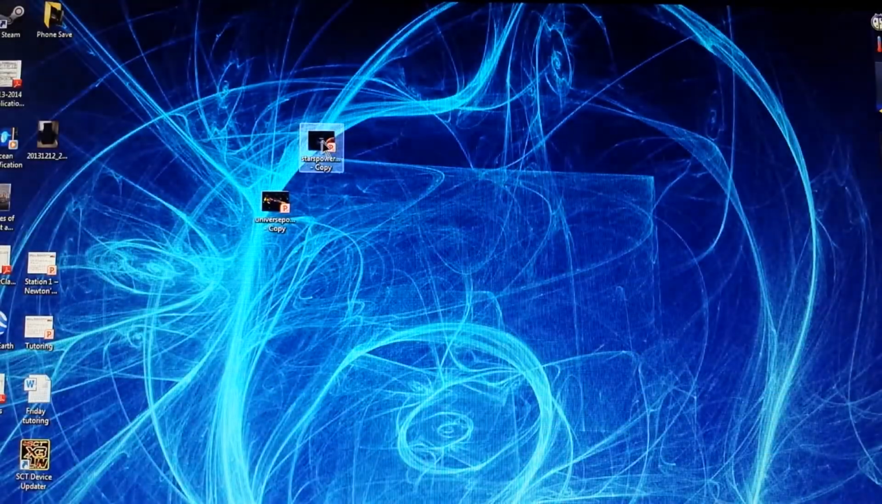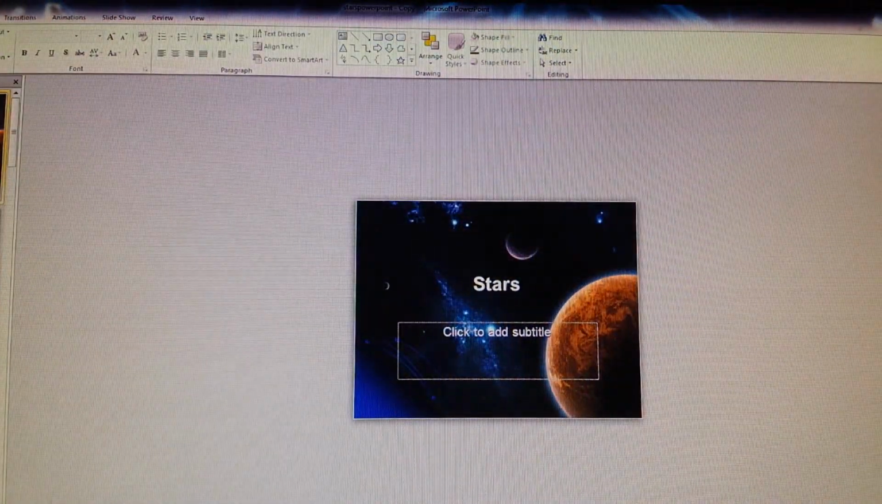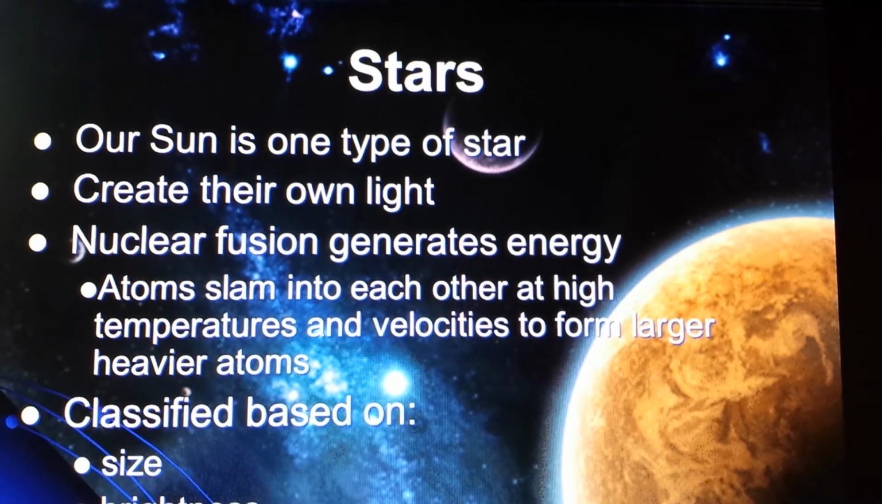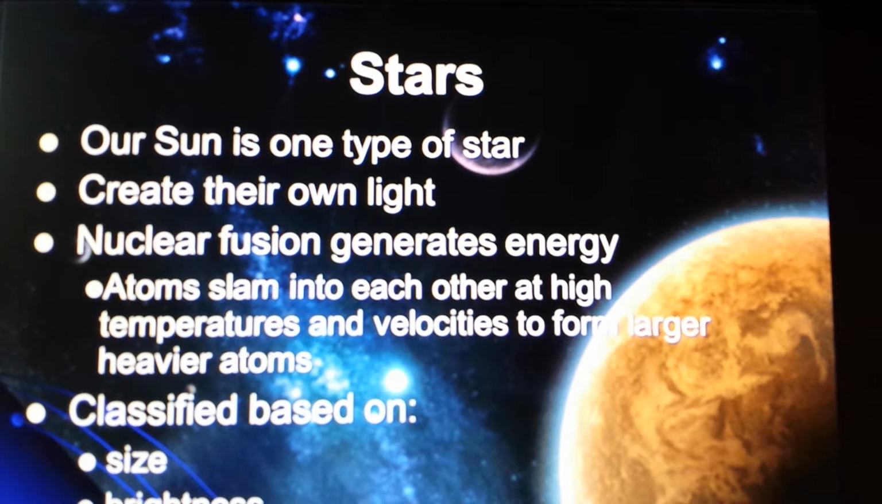Going back to the next topic, stars. Our sun is one type of star. A lot of people think that our sun is not a star. Stars create their own light, and they do that by nuclear fusion, which is a chemical reaction. So we've got atoms slamming into each other and creating larger atoms. For example, two hydrogen atoms come together and they create a helium atom. The effect of that is it releases energy.